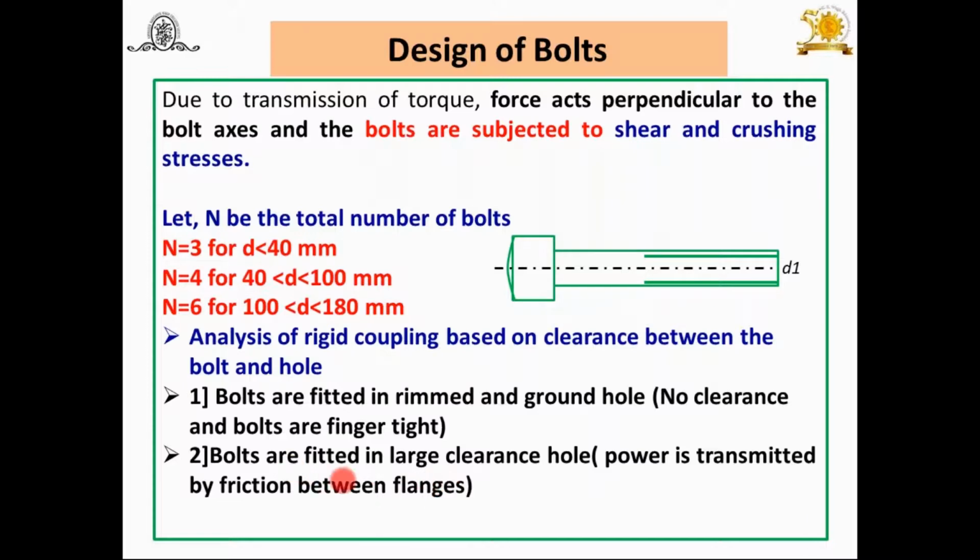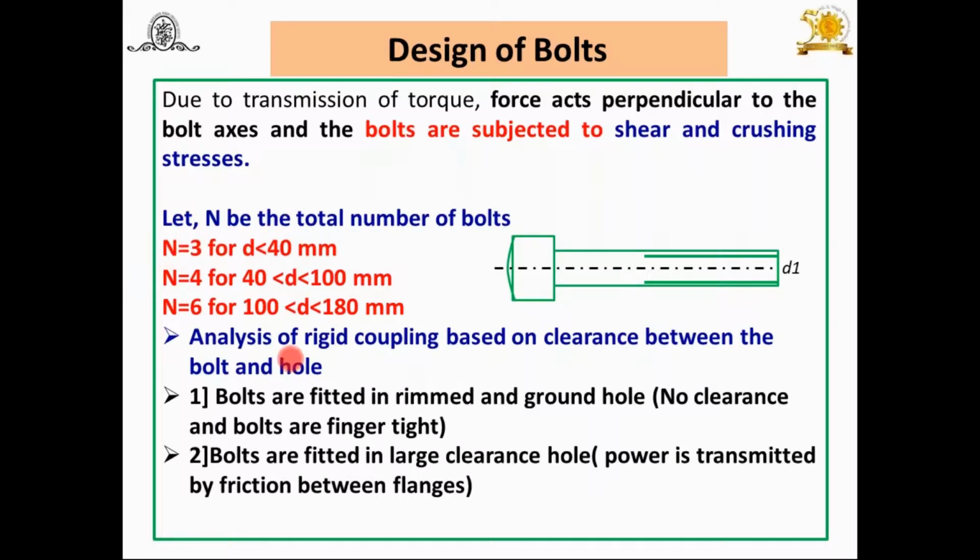And another analysis is based on the large clearance hole. That is your choice, that you have to assume. But generally, to have a proper fitting of the flanges by using nut and bolts, assume no clearance and bolts are fitted in reamed and ground holes. So we have to assume this case. That means we have to design the bolts against shear as well as the crushing failure. Second thing, the shaft diameter calculated is 60 mm. So what you have to do? We have to decide the number of bolts.